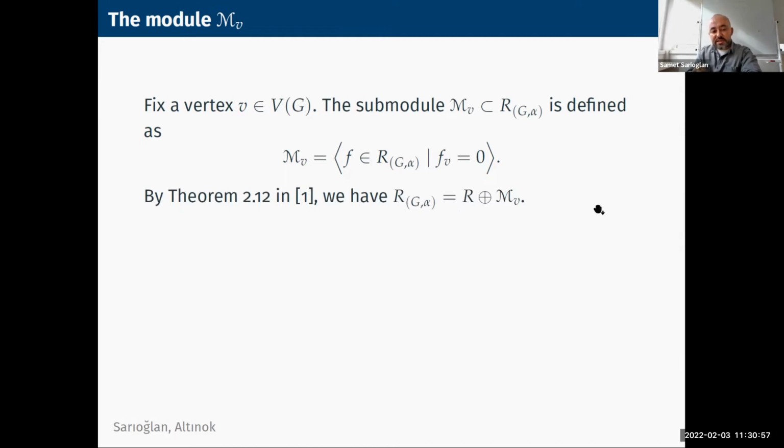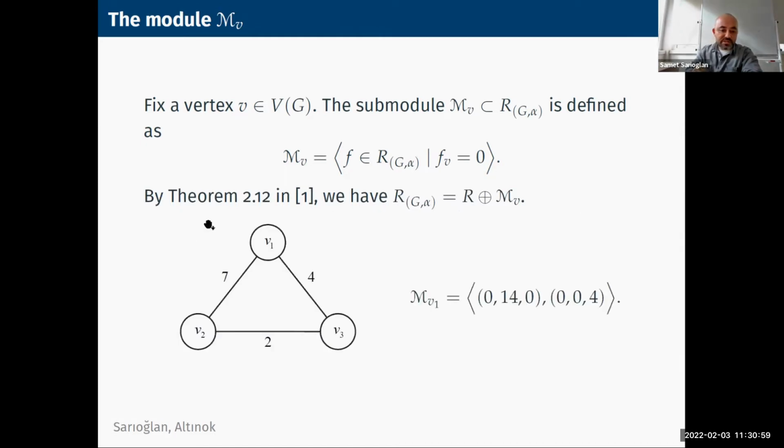Let me give an example right now. Just consider the edge-labeled graph again. Fix the vertex V1, then MV1 is given by these two generalized splines, which means that the generalized splines on this edge-labeled graph, whose component on V1 is 0, are generated by these two splines.